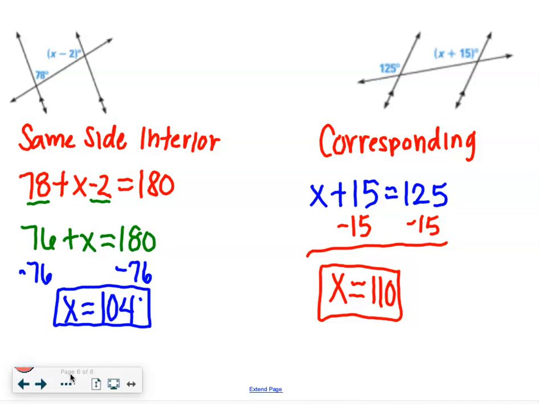Okay, pause the video, try the last two on your own, and then come back with me and we can go over them together. So pause it. Did you pause it? Did you actually try them, or are you just going to copy down what I write? I hope you tried them.